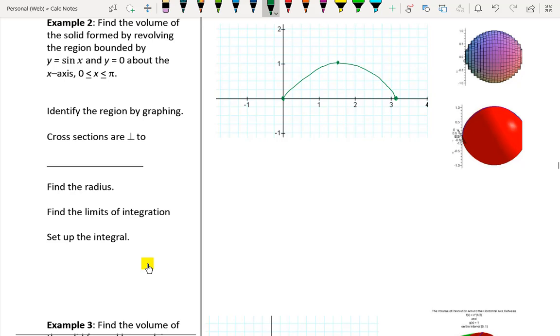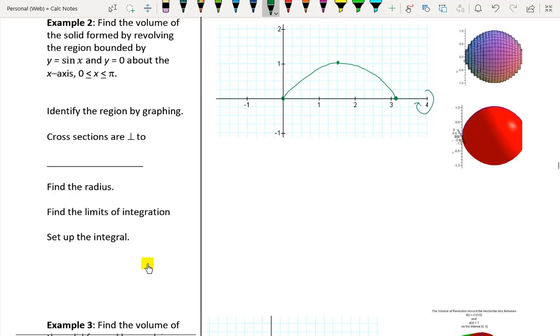So it kind of has that same shape as a parabola, and then obviously if it came down this way, it would do something like that. Okay, but it says bounded by y equals 0, so that's the x-axis. And we're rotating it about the x-axis.